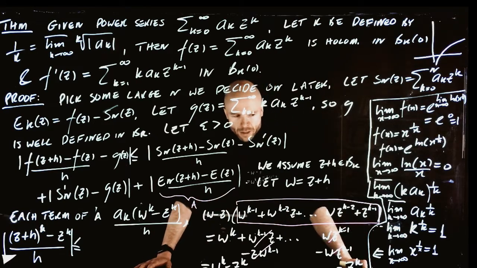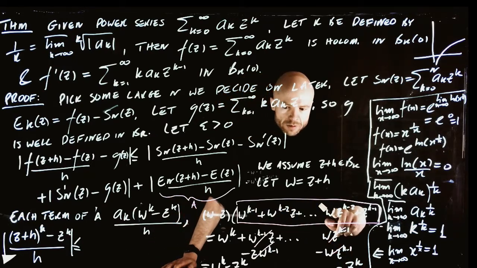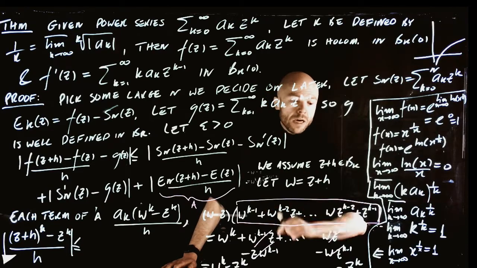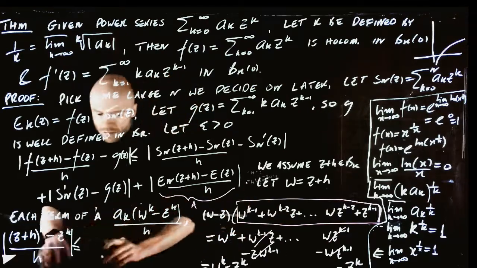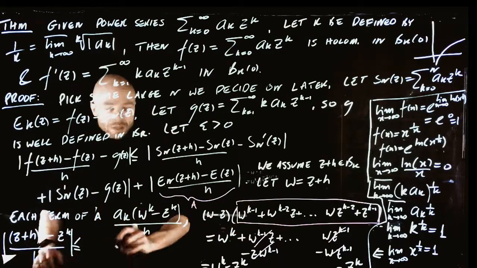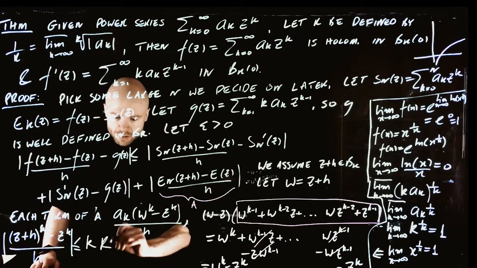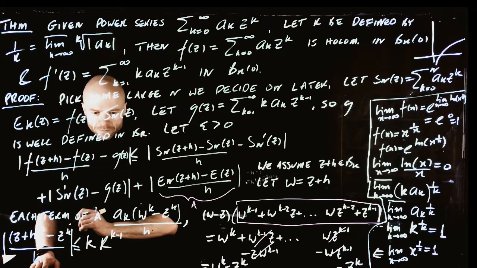How many of these terms do we have in this red box? K. Yeah, we have k. You just count the number of terms which have W. We have W to the k minus 1, blah, blah, blah, all the way down to W to the power 1. So there's k minus 1 terms in W, and then another one. So there's k terms in total. So this stuff means that this thing is going to be less than k times r to the k minus 1. Cool.